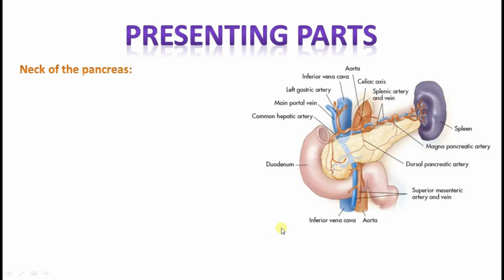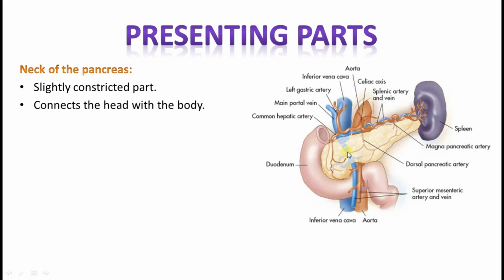Coming to the neck of the pancreas. So this part is the neck of the pancreas. As I told you, how do you identify the neck? Behind, you see the formation of the portal vein. The portal vein is formed by the union of the superior mesenteric vein and the splenic vein. So the posterior part of the neck, lower part is related to the superior mesenteric vein, upper part is related to the portal vein. It is slightly constricted, following the head or to the left of the head, and connects the head with the body.